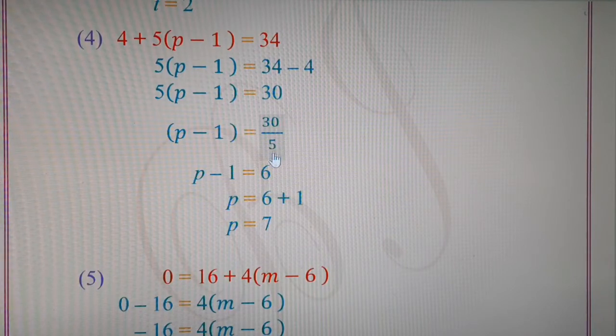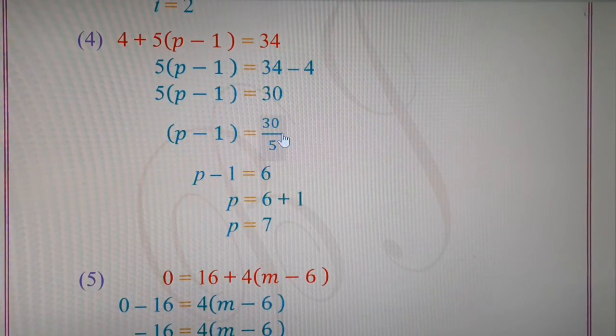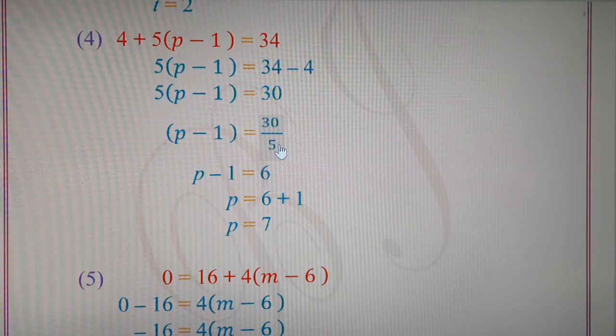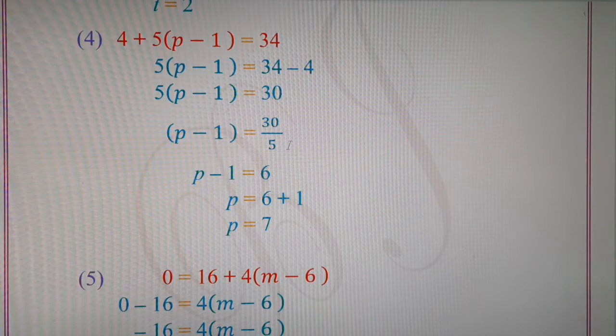30 upon 5 means 6, because 30 upon 5 can be simplified or reduced further by using cancellation with 5's table. The denominator 5 is cancelled using 5's table, and the numerator 30 is cancelled using 5's table. 5 1s are 5, 5 6s are 30. 5 is cancelled and 1 is written, 30 is cancelled and 6 is written. So 6 upon 1 is our answer in the next step, 6 upon 1 means only 6.